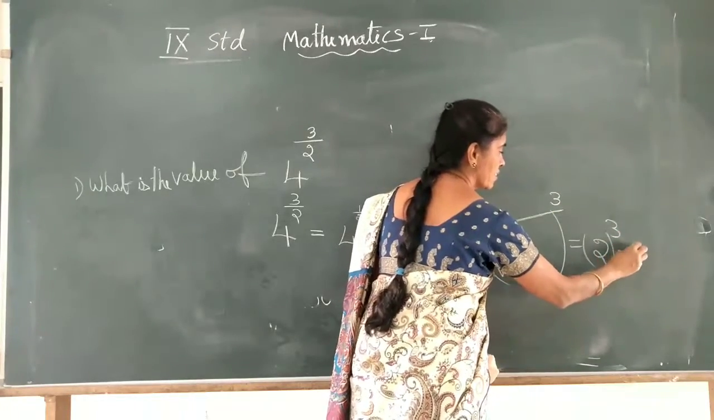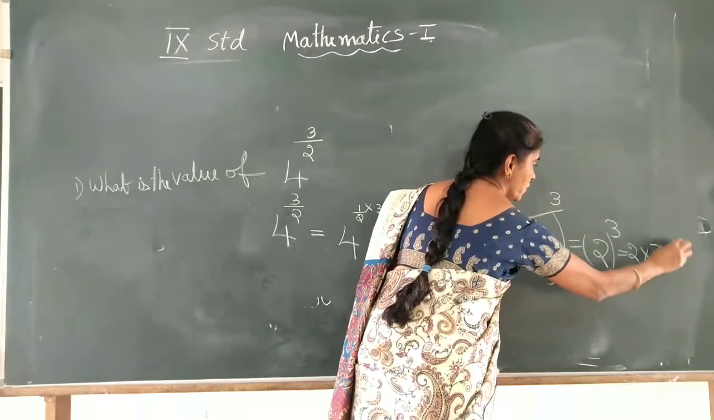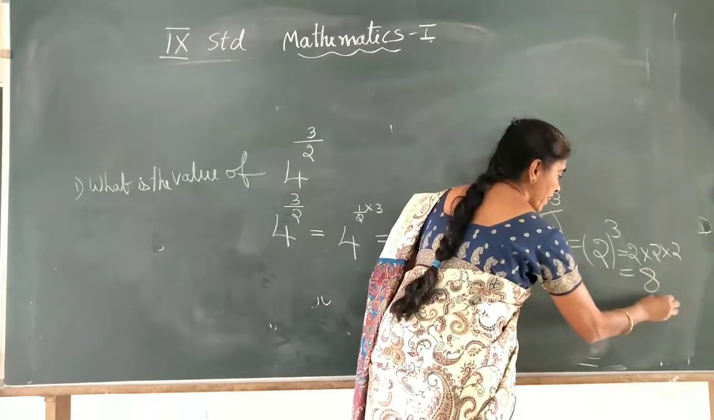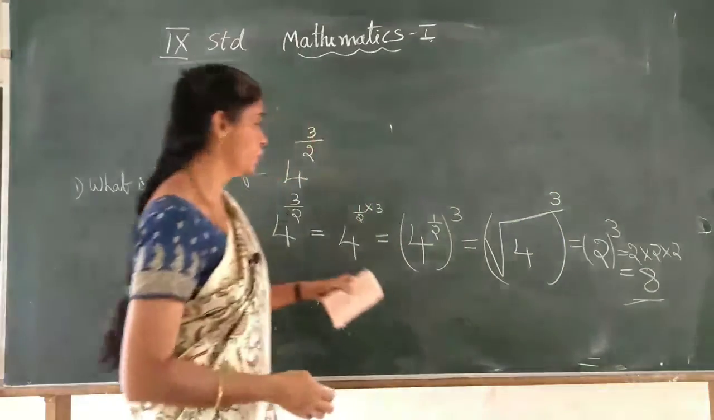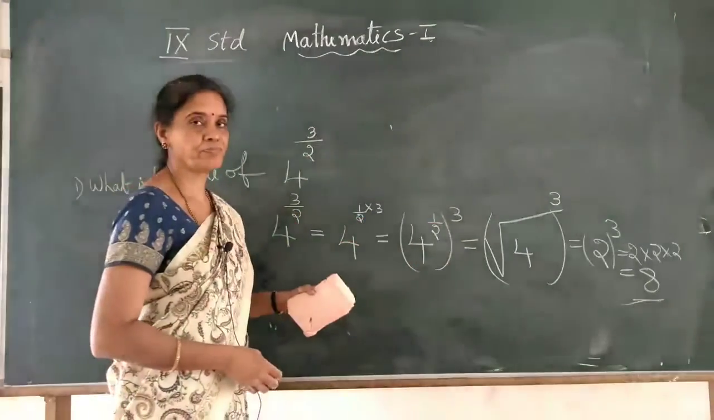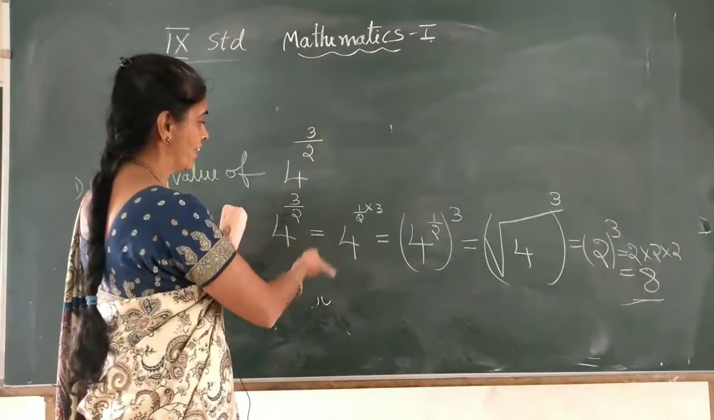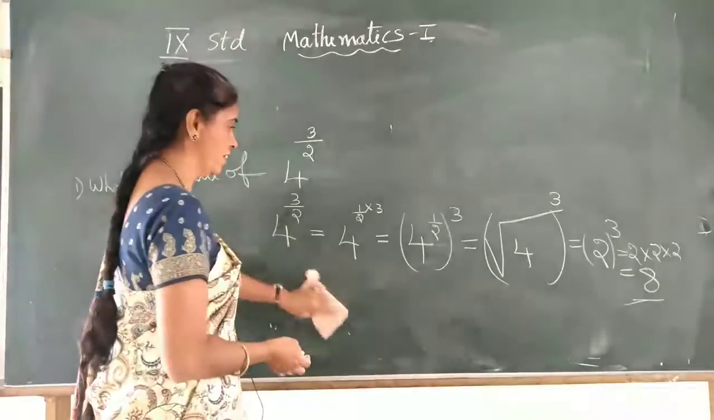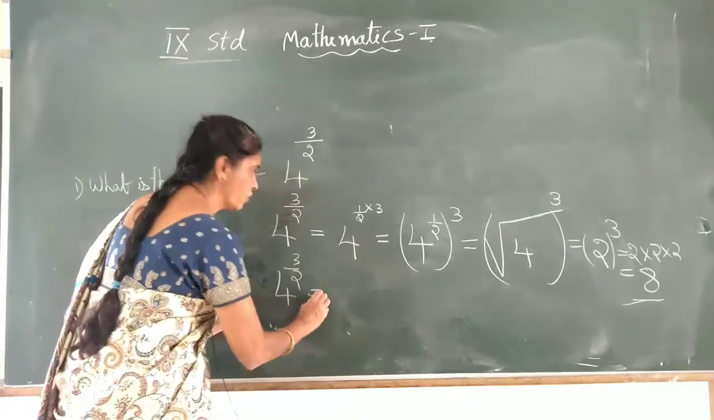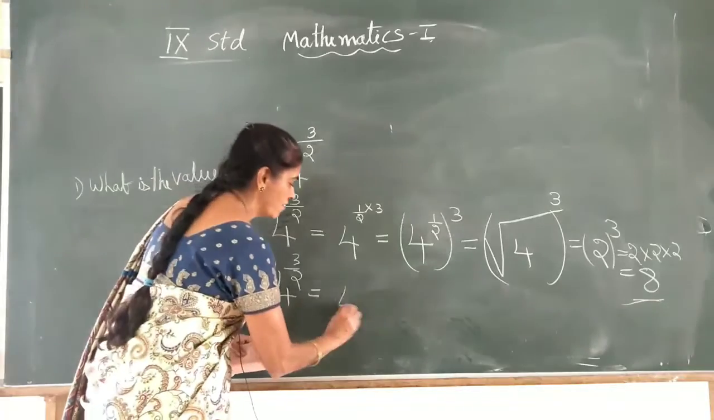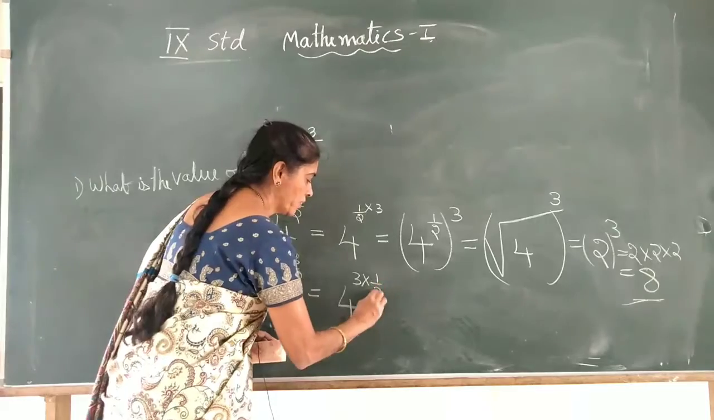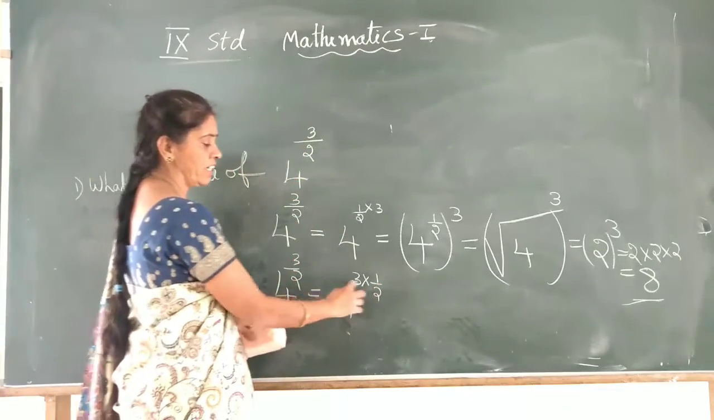2 to the power of 3 is 2 into 2 into 2. 2 2s are 4. 4 2s are 8. So the answer is 8. So the value of 4 to the power of 3 by 2 is 8. In the same manner, I will write this in another form now. Instead of writing this 4 to the power of 3 by 2, I may write it as 4 cube into 1 by 2. I can write the same thing as 3 into 1 by 2.